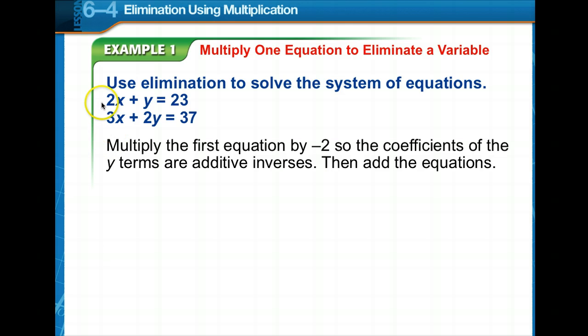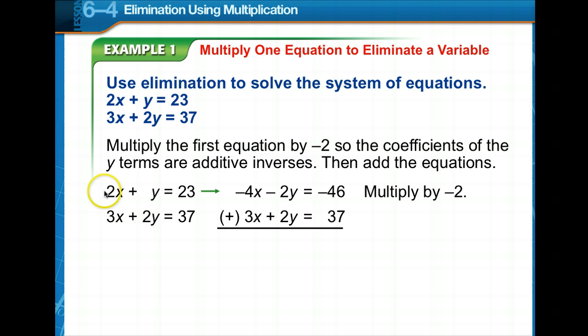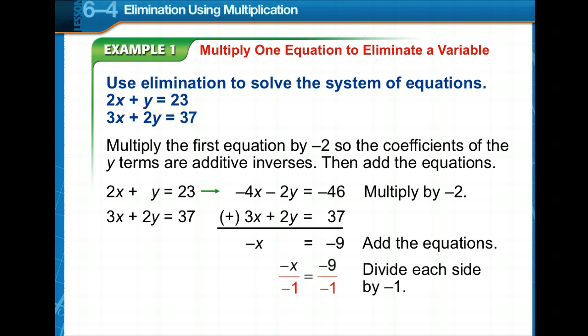So we're going to multiply our first equation by -2 so that our coefficients would be additive inverses for our y terms. So 2x times -2 is -4x, y times -2 is -2y, and 23 times -2 is -46. Now all we need to do is set up our two equations as a column and add them together. We're left with -x is equal to 9. So we're going to divide both sides by -1, so that x is equal to -9.